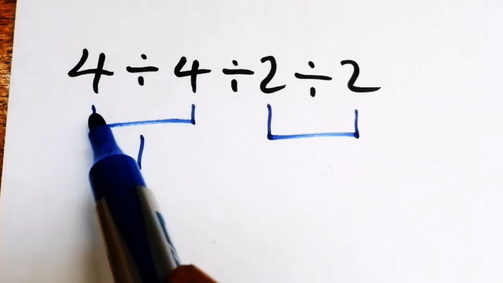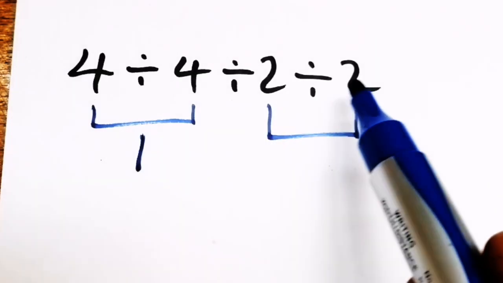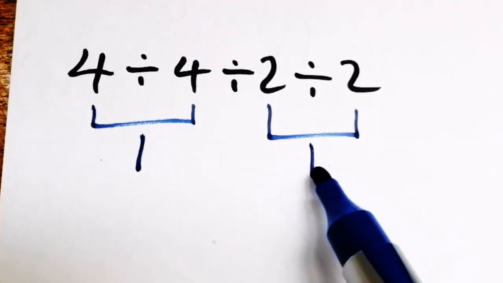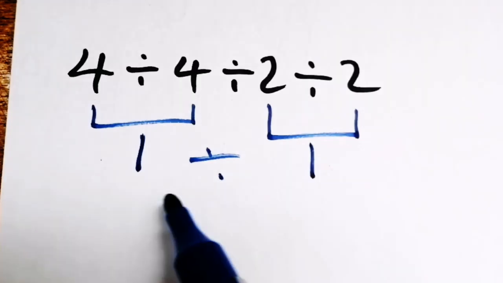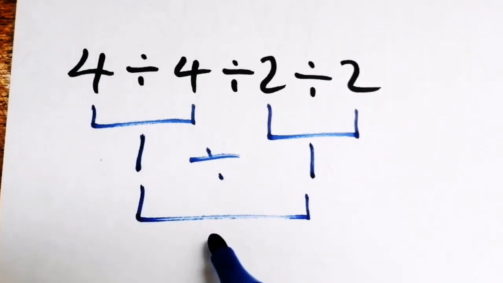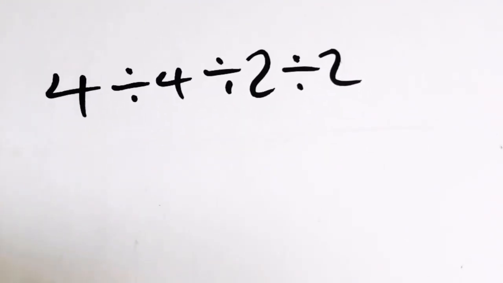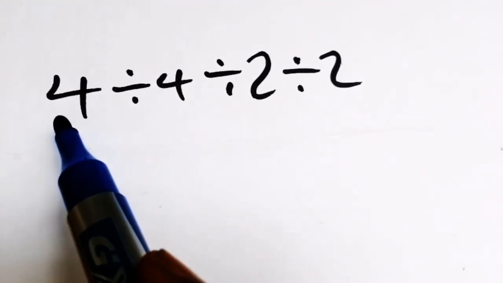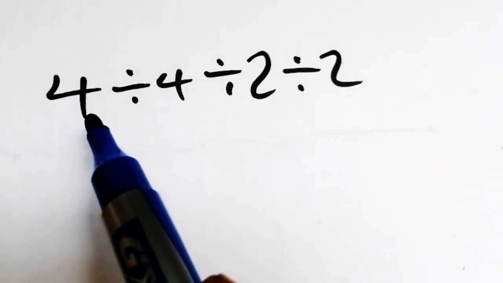4 divided by 4, which equals 1. And here is also 2 divided by 2 is 1. Okay, then 1 divided by 1 is equal to 1. But this answer is not correct, because if there is more than one operation in an expression, we need to do it from left to right.